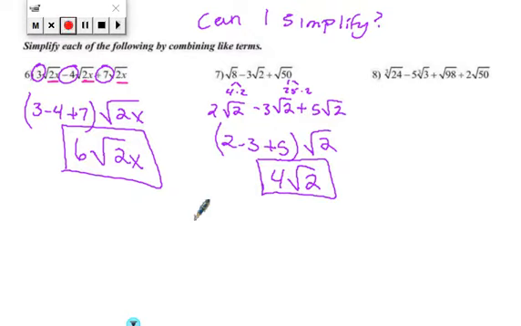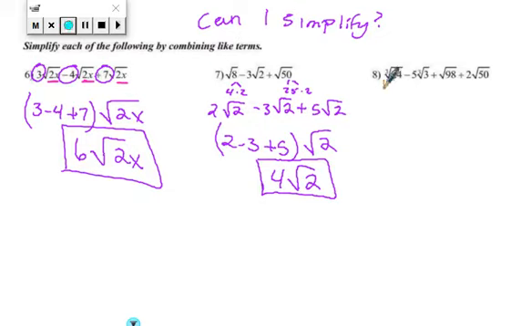Alright, so we're going to do the same process for number 8. And so I'm going to look and see, can I simplify any of these any further? Now notice we're dealing with the cube root for the first part of this, and then we're dealing with the square root for the second part of this. So what we have to notice is I cannot combine these. The indexes are different, so there's no way that I'm going to be able to combine them.